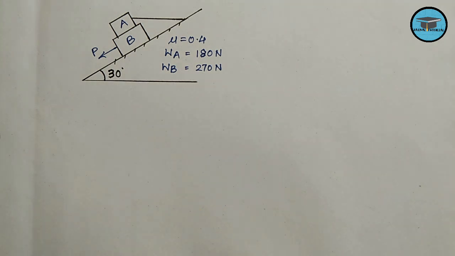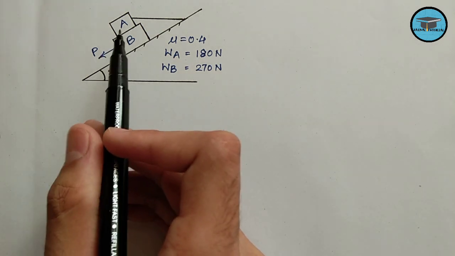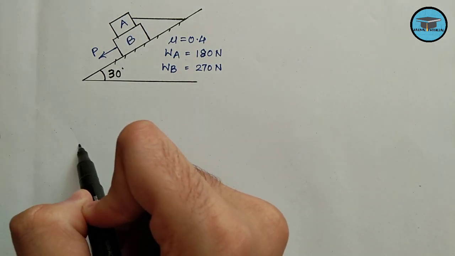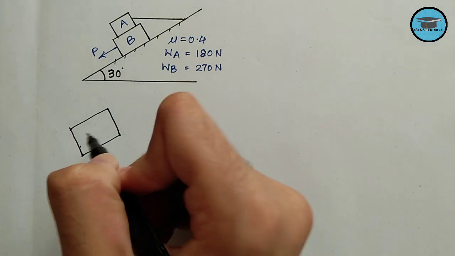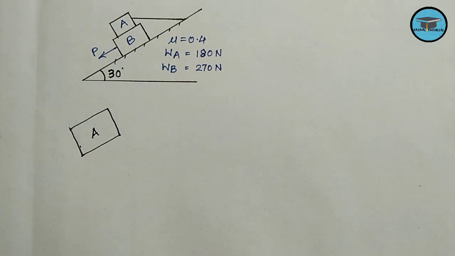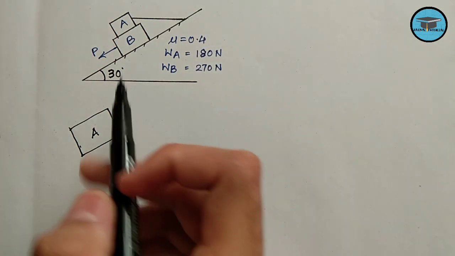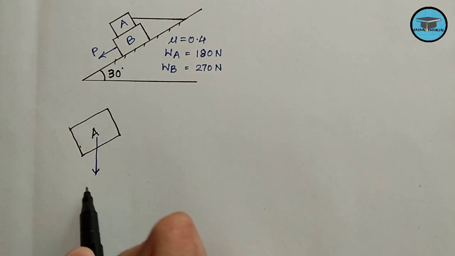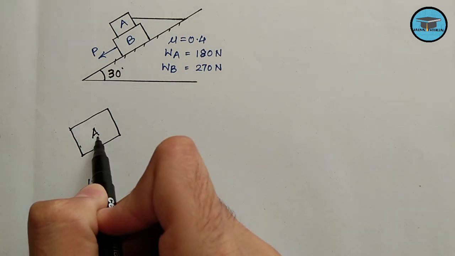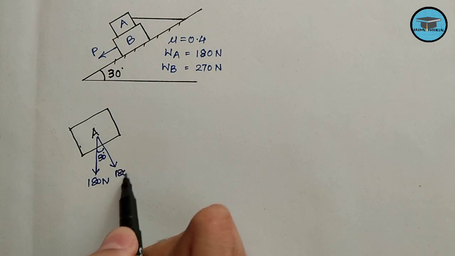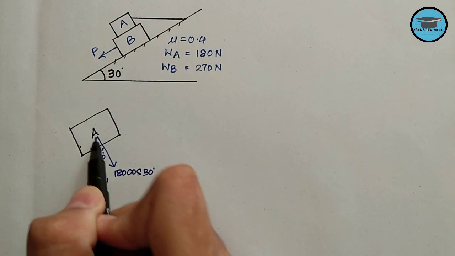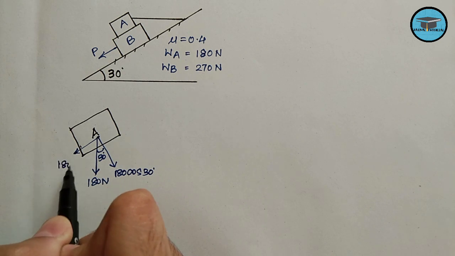For solving such kind of problem, our first step is to draw the free body diagrams. So let us draw the free body diagram of block A first. There will be 180 Newton force acting in the downward direction, and taking the two components, this angle would definitely be 30 degrees. So this would be 180 cos of 30 degrees, and this would be 180 into sine of 30 degrees.